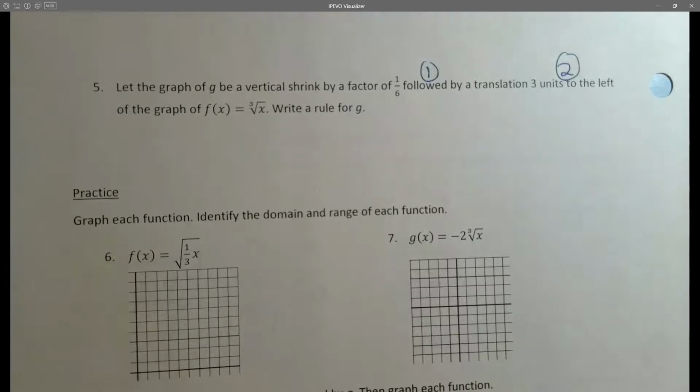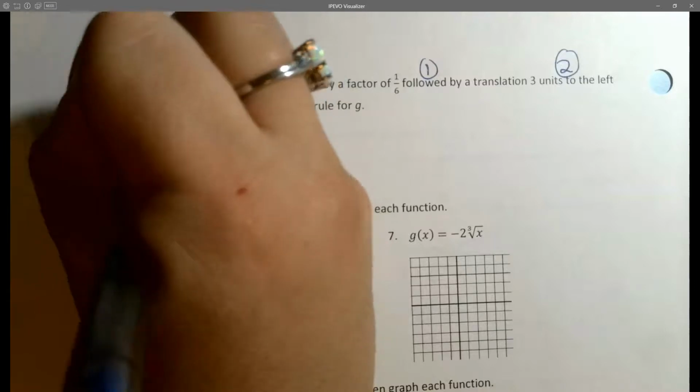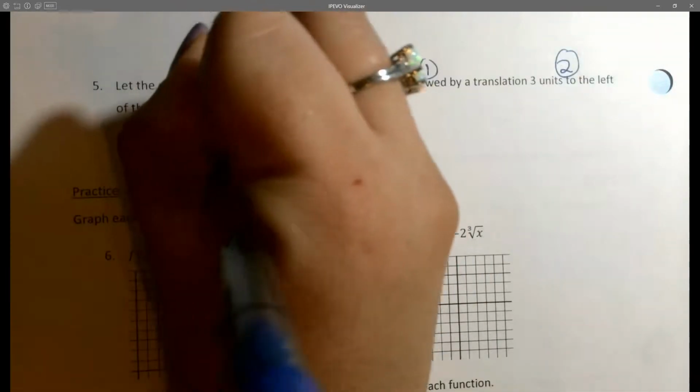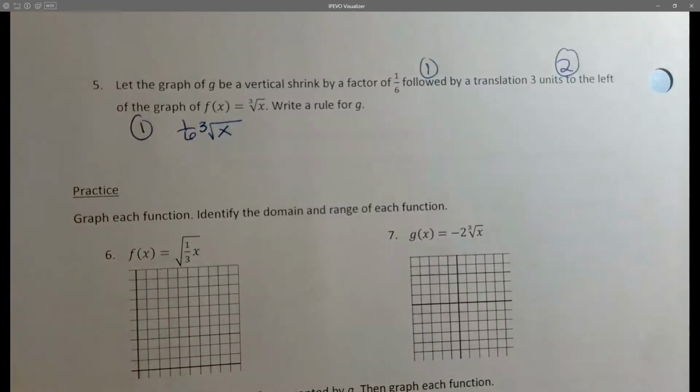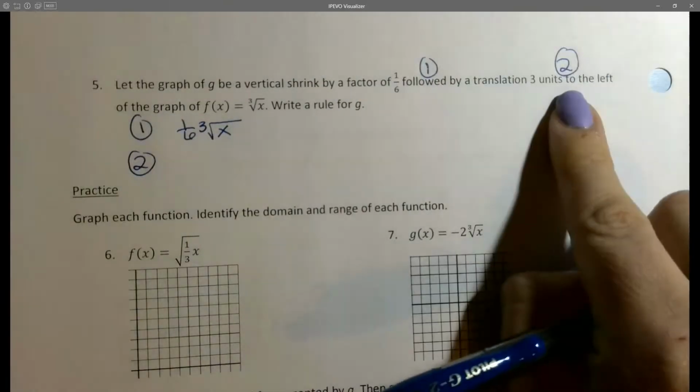So when I have a vertical shrink, what I do is I take that and I multiply by my original one. So I'm going to take the 1/6 and I just multiply. This original function was the cube root of x. There's really nothing to change here. Then the second one is to go 3 units to the left.